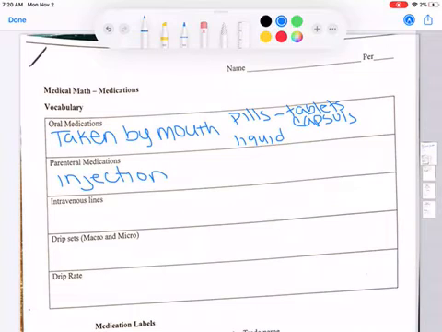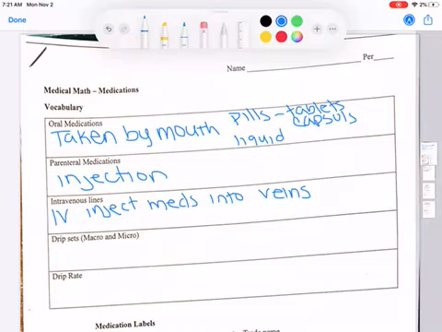Okay, intravenous lines are really fancy words for an IV. IVs are used to inject medication directly into a vein. So inject meds. This is usually like when you're in the hospital. A lot of times, like after surgery, IVs are used to administer pain medication much faster.